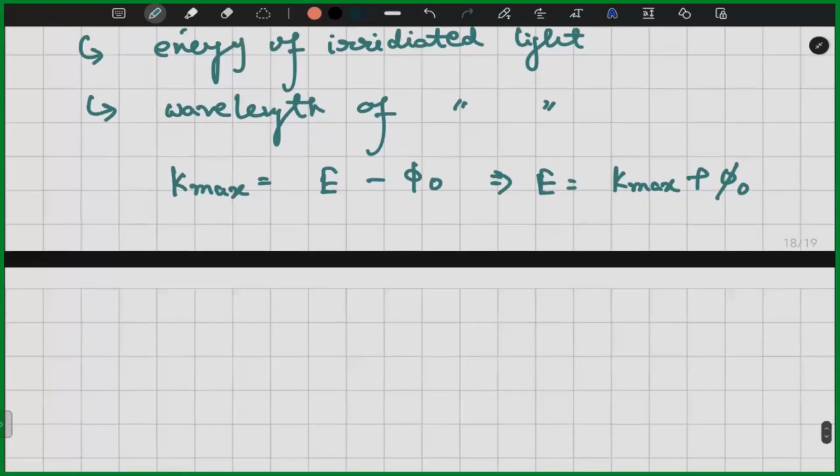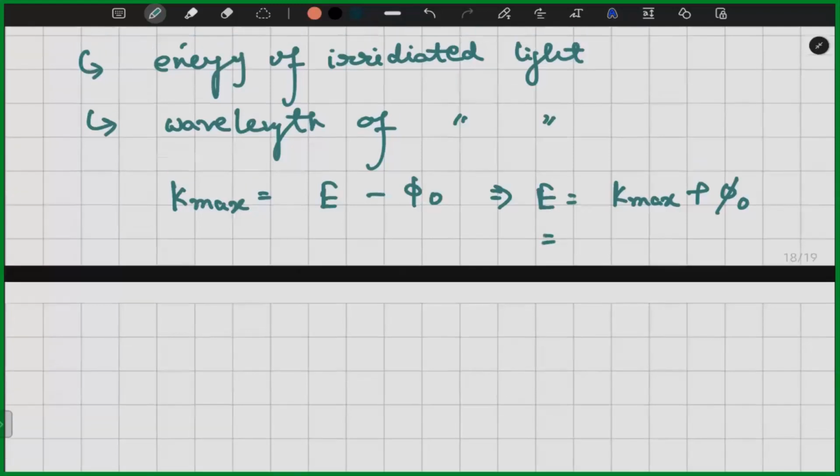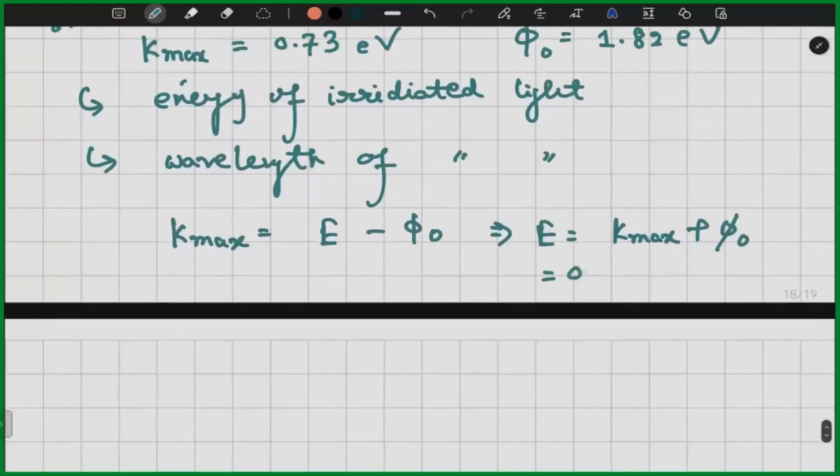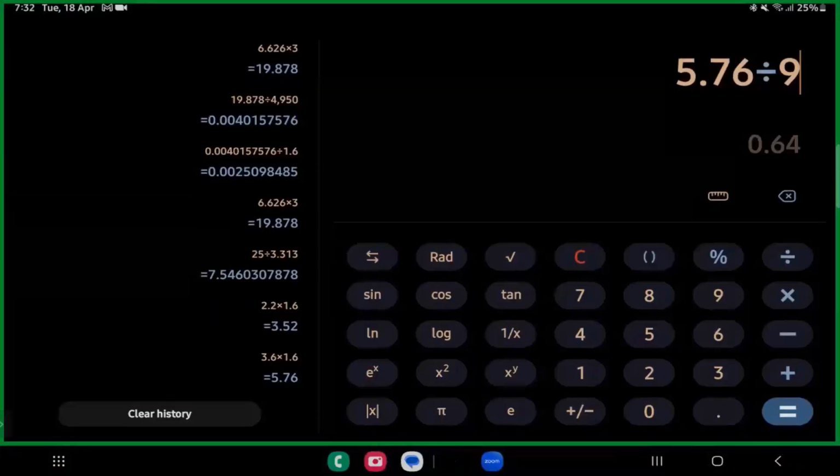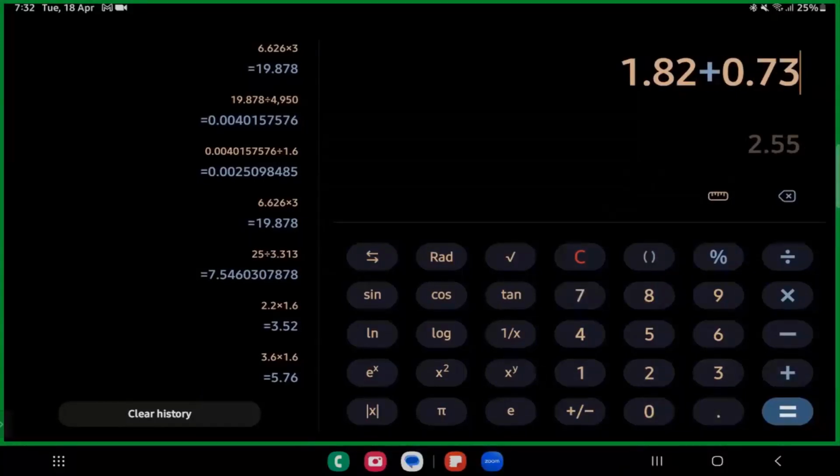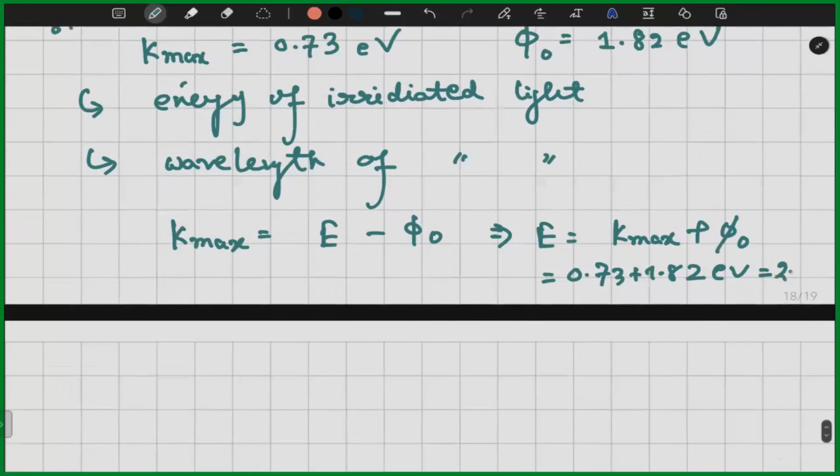Not electron, sorry, energy of the incident light, and that is, it's given, right? The Kmax is 0.73 plus 1.82 eV. So 1.82 plus 0.73, it is 2.55. So it is 2.55 electron volt.